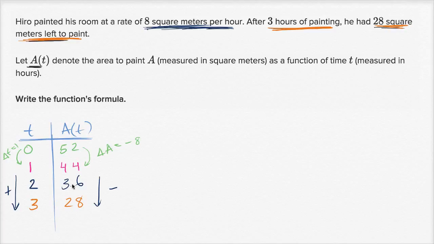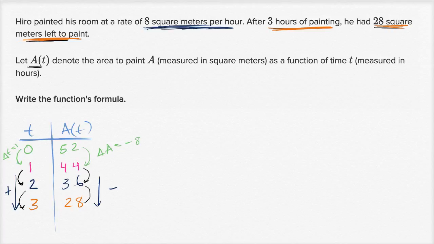Now let's see if we can actually construct a formula, or the formula that describes this function. Well, this is happening at a constant rate. Every time t goes up by 1, we see A of t goes down by 8. They tell us that, and that's because he paints it at a rate of 8 square meters per hour. So whenever you're describing something that's happening at a constant rate, that can be described by a linear function.